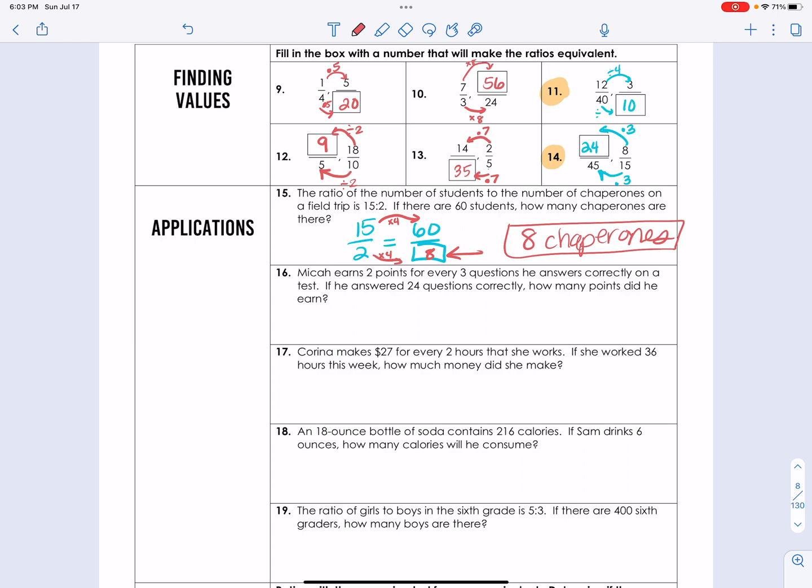Okay? Micah earned 2 points for every 3 questions he answered correctly on a test. If he answered 24, so I would make a little thing. You're doing points for correct. Okay? So I'm doing 2 points for every 3 questions he answered correctly. If he answered 24 questions correctly, that goes on the bottom because I did correctly on the bottom, didn't I? And so what did I do? I multiplied by 8. So if I multiply here by 8, it would be 16. So how many points did he earn? 16 points.